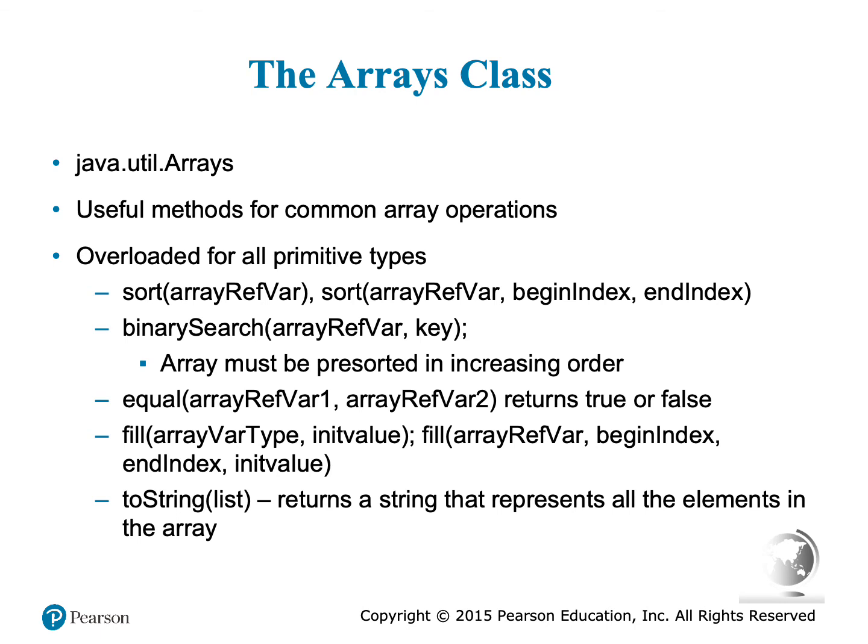The method equals determines if two given arrays have identical elements in corresponding positions and returns the resulting Boolean value, true if they are identical or false otherwise. The method fill can be used to fill all or part of an array with a single initial value. The toString method is a useful way to return a string that represents all of the elements in the array.